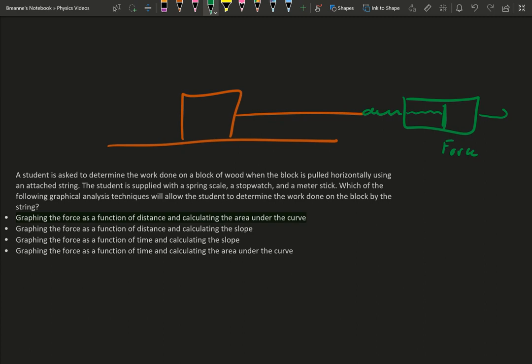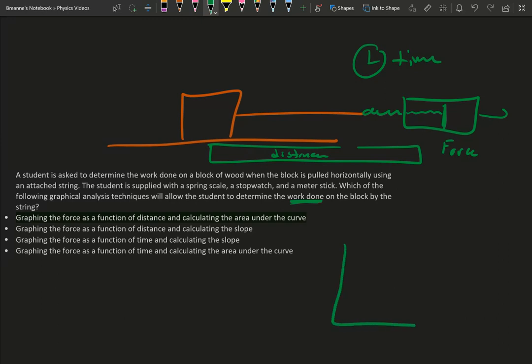Then of course your stopwatch tells you time, and your meter stick tells you distance. And you're trying to calculate the work done. So you're seeing what you need to graph to figure out work done. Hopefully you've seen our graphs a few times. So if you do force times distance, and then of course if you do area under the curve, that gives you that one.